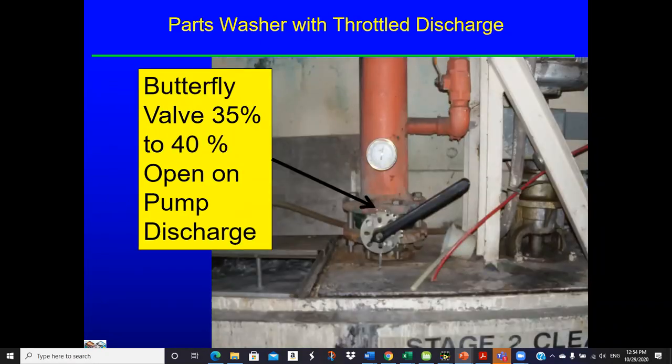This is a butterfly valve, okay? And that's a washer at Schneider Electric. They're making electrical panels, breakers and all that stuff. And so they punch all this metal and then they have to wash it before they paint it to get any oils or anything off, or it won't take paint very well. So that's the parts washer. And they got 7 pumps in a row. 1, 2, 3, 4, 5, 6, 7.